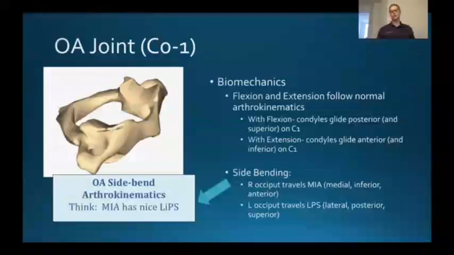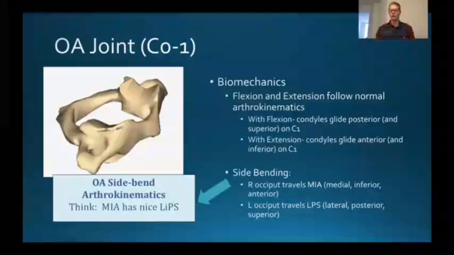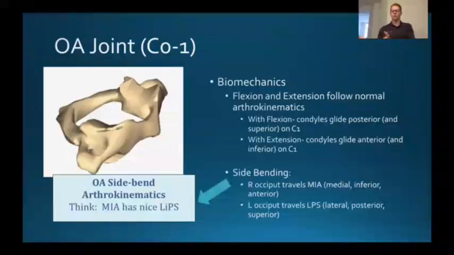If you're assessing side bend in the clinic and you go all the way over here, you're doing way more than upper cervical or OA side bend. It's just a small 5 degrees. You can barely see that movement, but it's going to have this composite motion: if it's right upper cervical side bending, it's going to go MIA on the right side and LIP on the left side. The opposite occurs the other way. If it's left cervical side bending, it's going to go MIA on the left side, medial, inferior, and anterior, and then lateral, posterior, superior on your right side. So for OA side bending, remember the acronym: MIA has nice lips.